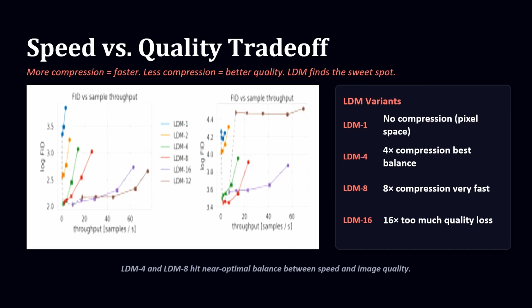They tested different compression levels. LDM4 hits the sweet spot, fast and high quality. Too much compression and you lose quality. Too little and you're back to being slow. LDM4 is what became Stable Diffusion.